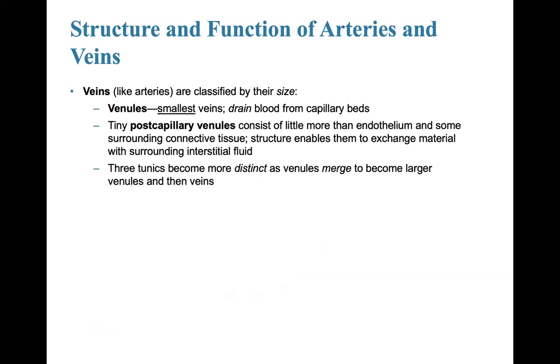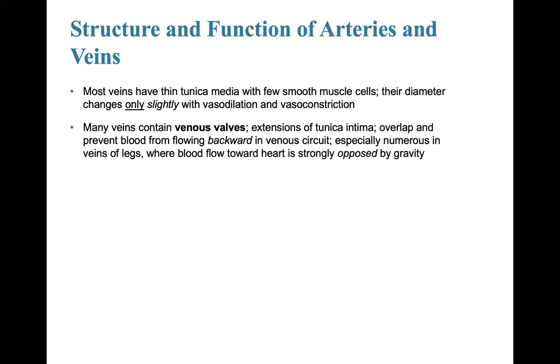So with the veins, they are classified by their size. You have venules. These are the smallest veins. They drain blood from the capillary beds. Tiny postcapillary venules consist of little more than the endothelium and some surrounding connective tissue. This structure enables them to exchange material with surrounding interstitial fluid. Three tunics become more distinct as the venules merge to become larger venules and then eventually into actual veins.